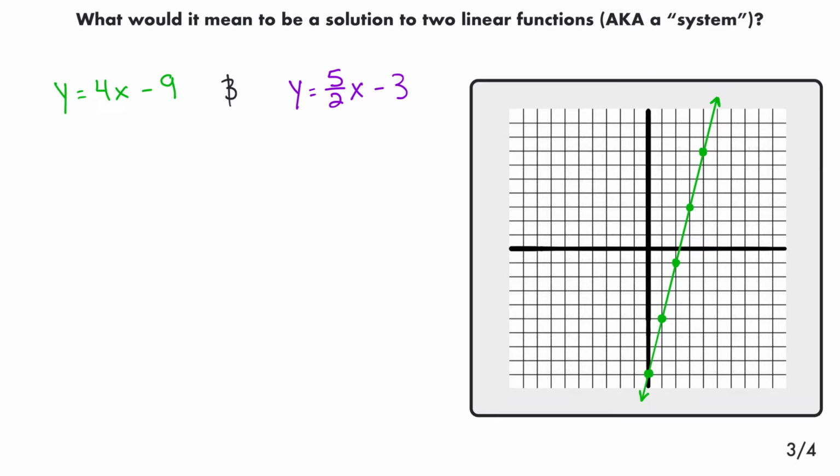So what does it mean to be a solution to a system? Whenever you hear me or any mathematician say the word system, that's just my way of saying more than one. A system of equations is just my fancy math way of saying that instead of dealing with one equation, we've got two. That's all system means. Maybe three, maybe four, but at least two. So I've already graphed the green line. Now I'm going to graph the purple line.